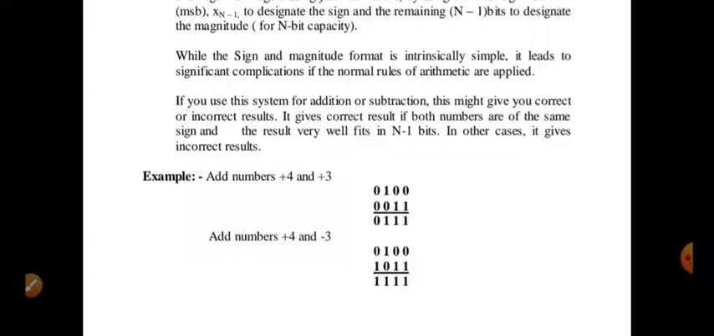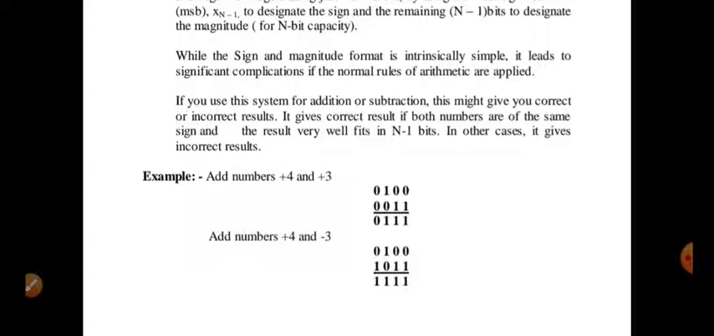Now add these numbers. When you add them, you can simply understand it as 4 plus 3 is equal to 7, and the denotation of 7 is 1, 1, 1. Since the number is positive, 0 will be added ahead of the number. So it shows that this number is of positive sign. But now the problem arises in the next example.